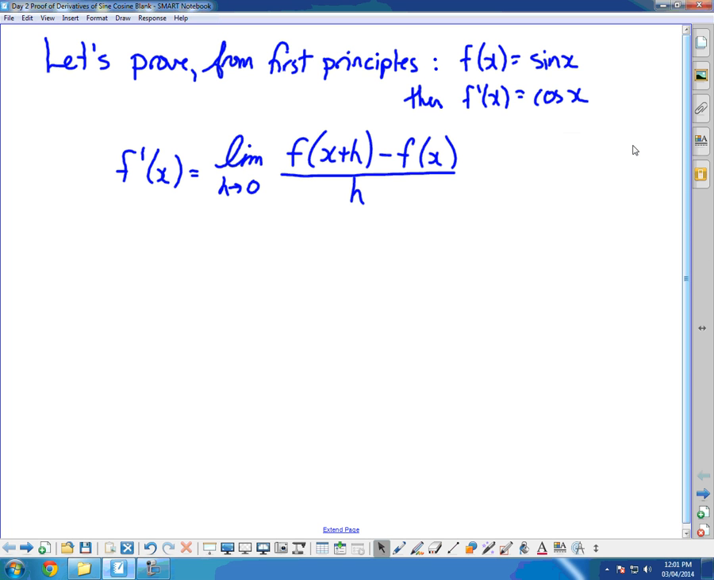Okay, so yesterday we discovered from the graph that the derivative of sine x is cos x. Today we're going to prove it from first principles. If you think back, this is exactly what we did in the first unit. We did everything graphically to get an idea of what derivatives look like, and then we did it from first principles using limits to come up with some patterns.